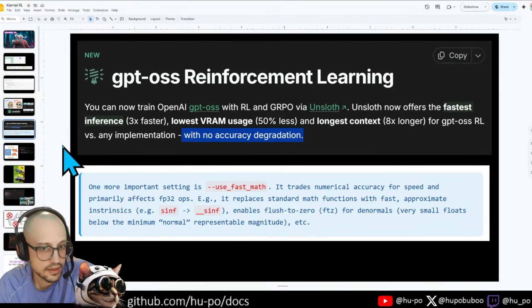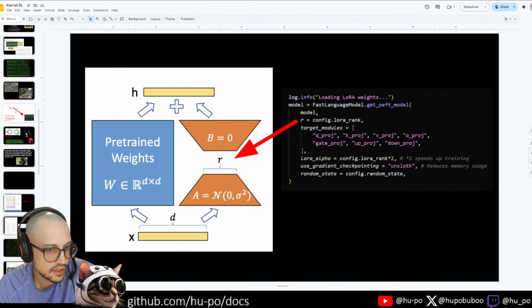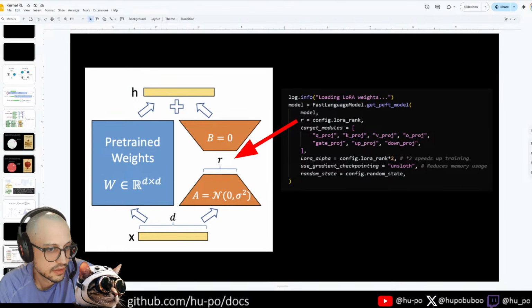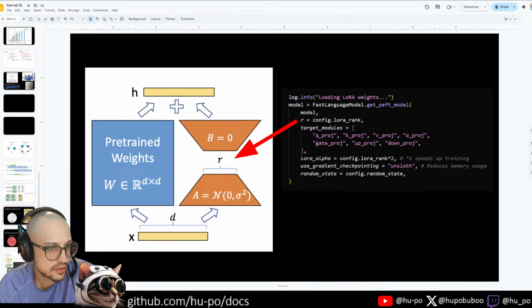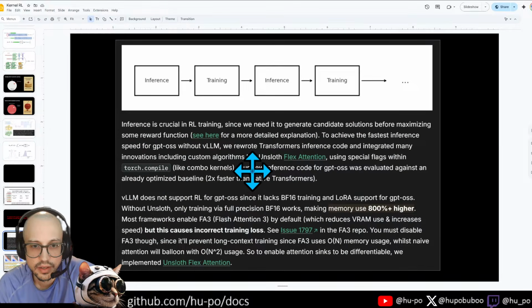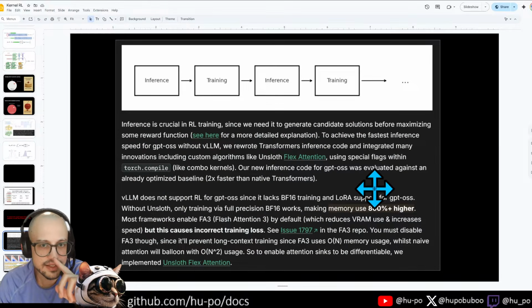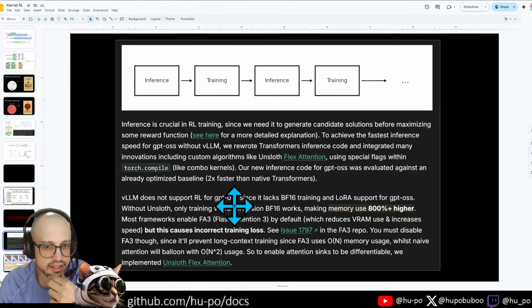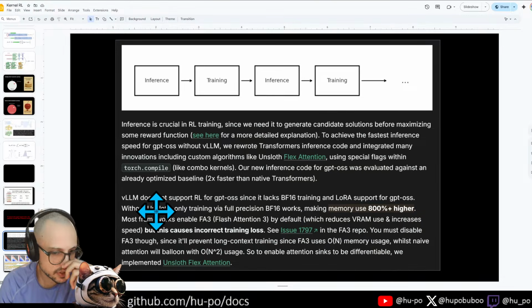let me go here. Where is it? Here. To achieve the fastest inference speed, we rewrote Transformer's inference code and integrated many innovations, including custom algorithms like flex attention. Our new inference code was evaluated against an optimized baseline and got 2x faster. VLLM, which is another popular inference framework.